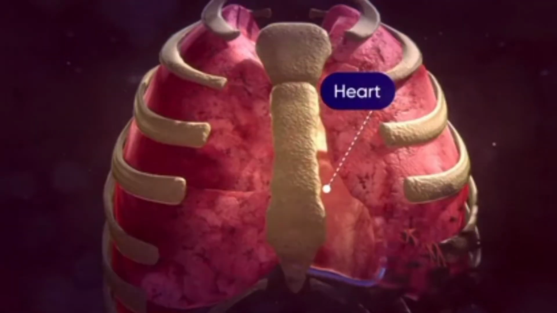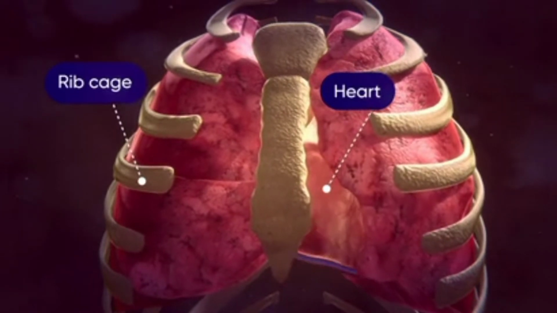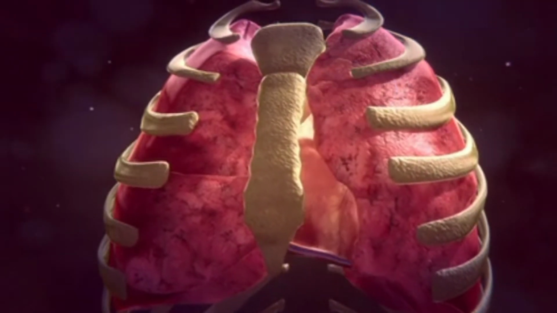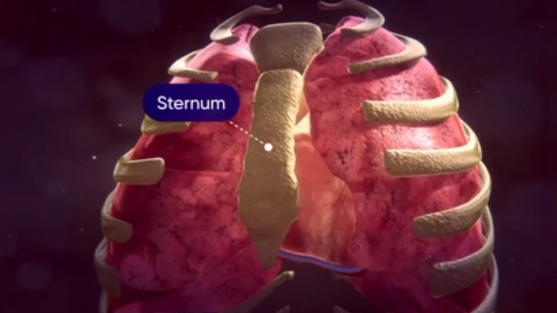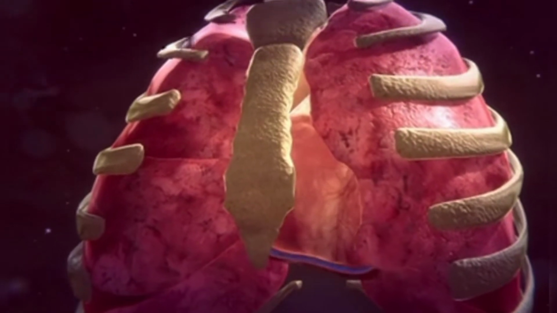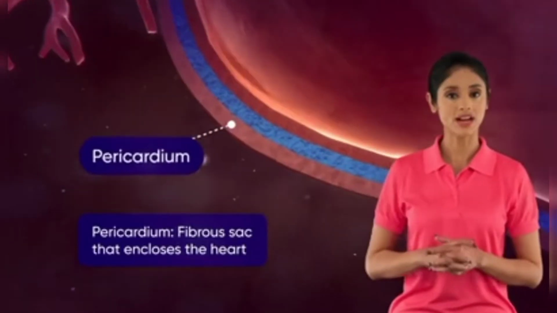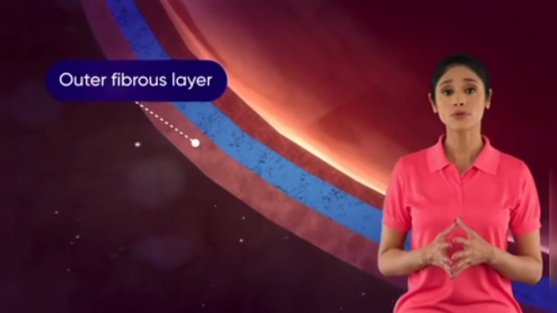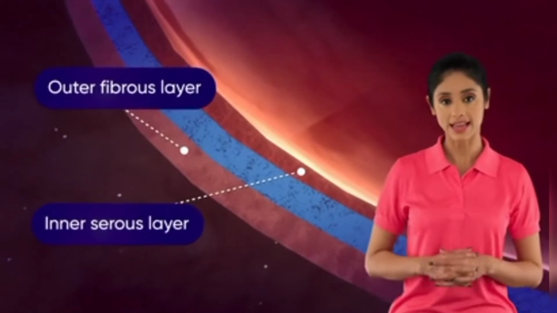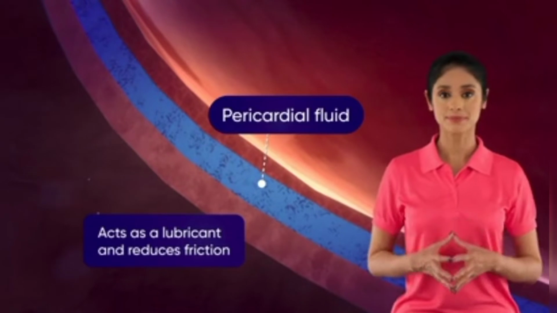The heart is located inside the rib cage, and situated behind the sternum between the lungs. It remains enclosed in a double-walled sac called the pericardium. It has an outer fibrous layer and an inner serous layer. Between these two layers is a very narrow space called the pericardial cavity, which is filled with pericardial fluid.